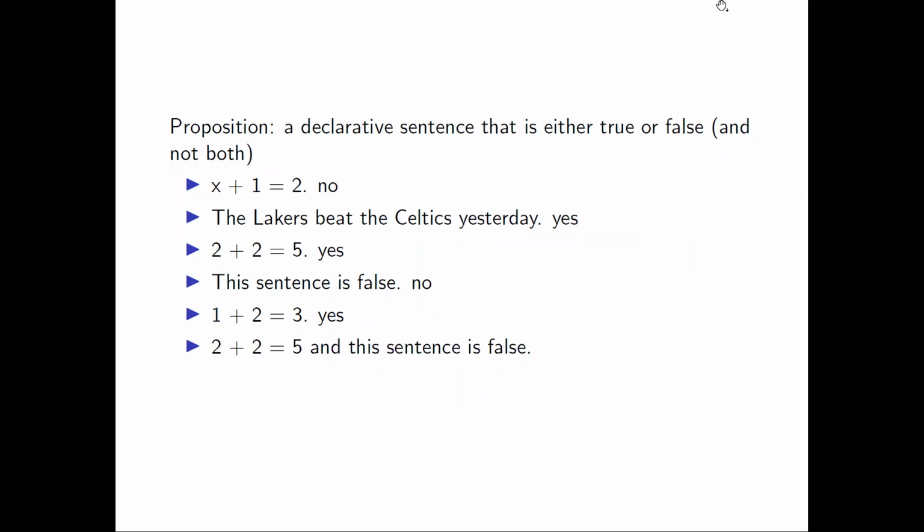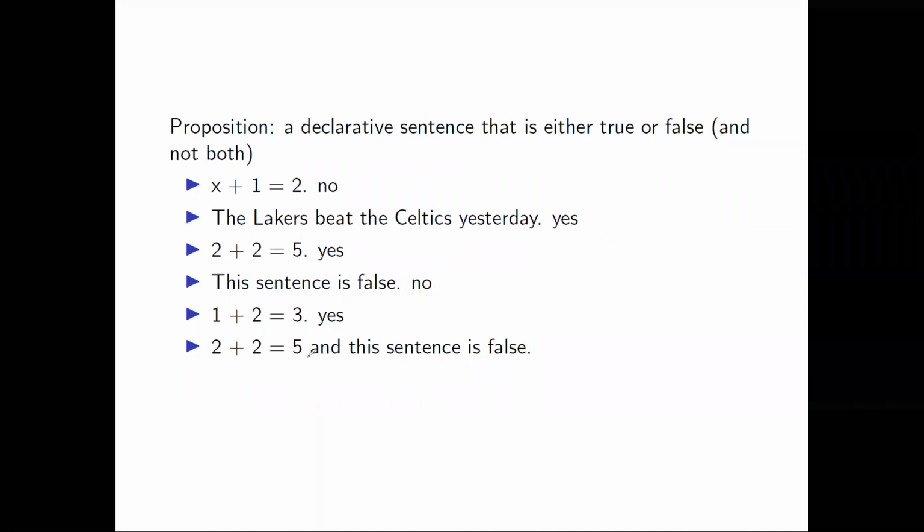Let's consider one last sentence. And this one is more interesting than most of the others, besides the paradox. So this sentence is a compound sentence. 2 plus 2 equals 5, and this sentence is false. So this sentence, we can ask, is it a proposition? Does it have just a single truth value of true or false, and not both of them?